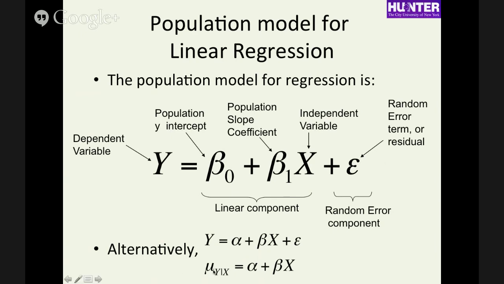This last thing is just an alternative representation. It's just another way of thinking about it. The average or expected value of y, conditional on or given a certain value of x, is, using this up here, beta 0 plus beta 1 x. So that's saying that you have a certain expected value, and it's assumed that there's a random error term around that.